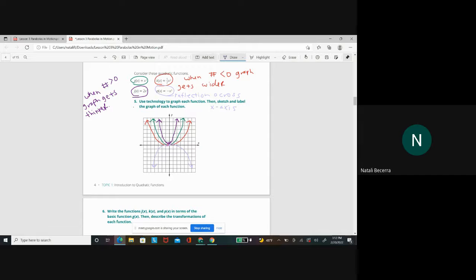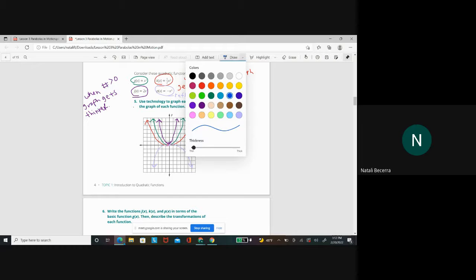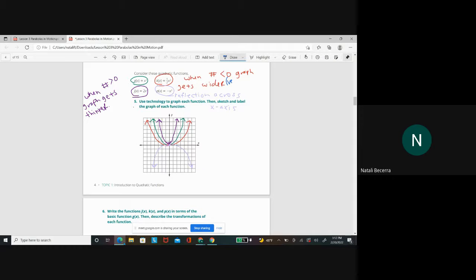So a couple of things that I want you guys to know. Whenever the number is less than 1, the graph got wider, right? We're gonna call that, the y values are smaller. That's a vertical compression. We call that a vertical compression. So let me go ahead and change the color. This is a vertical compression.